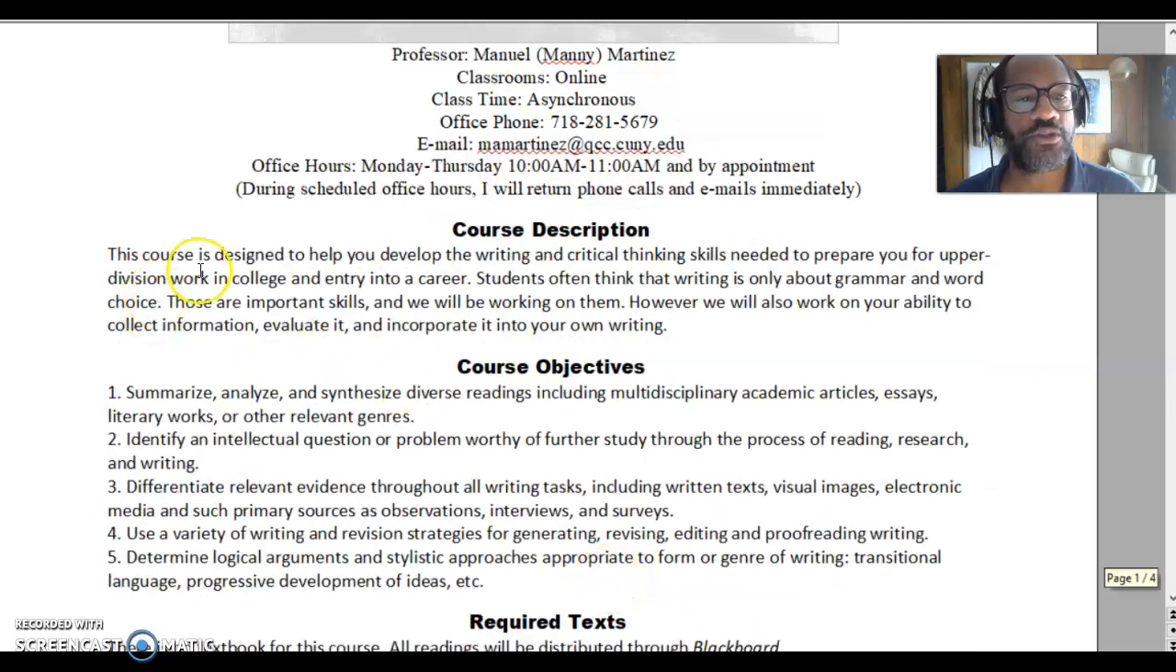So, course description. This course is designed to help you develop writing and critical thinking skills needed to prepare you for upper division work in college and entry to a career. Students often think that writing is only about grammar and word choice. These are important skills, and we will be working on them. However, we also work on your ability to collect information, evaluate it, and incorporate it into your own writing.